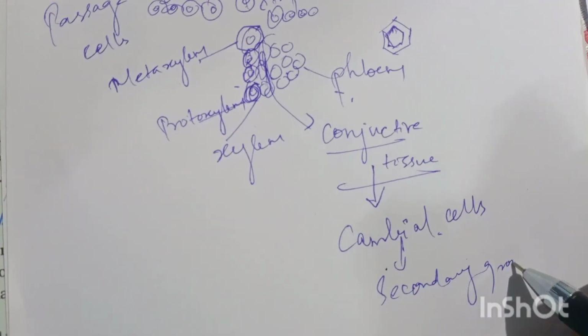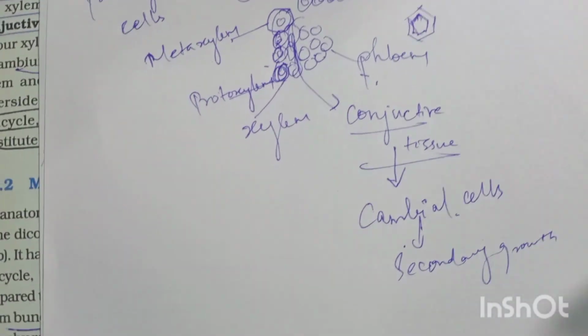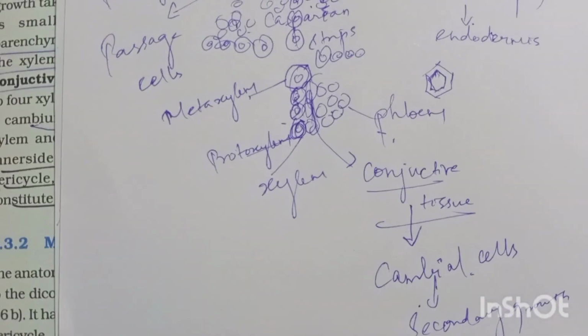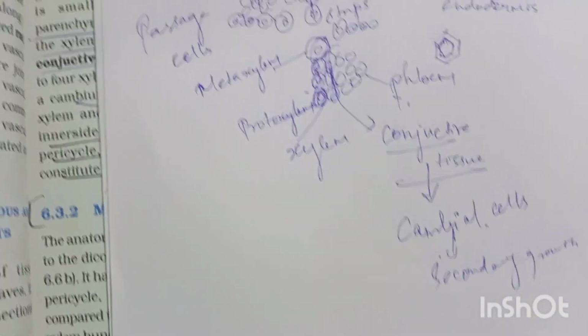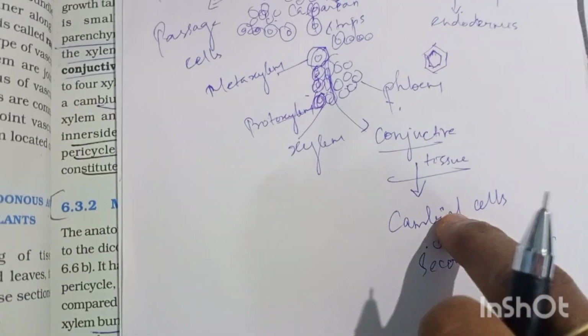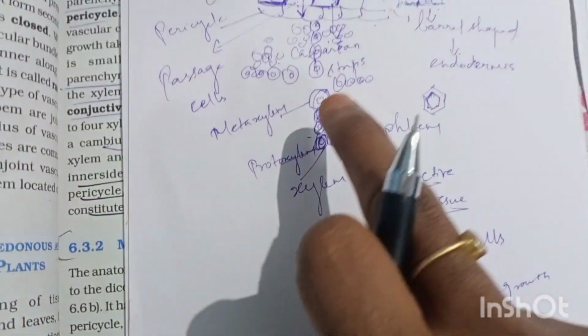So what is secondary growth in plants? When you take a small neem plant, its stem will be tender, but when you take a neem tree, it will be big, right? We call that a bark. So bark is actually a result of secondary growth, and this secondary growth is done by the cambial cells, which are formed from this conjunctive tissue.